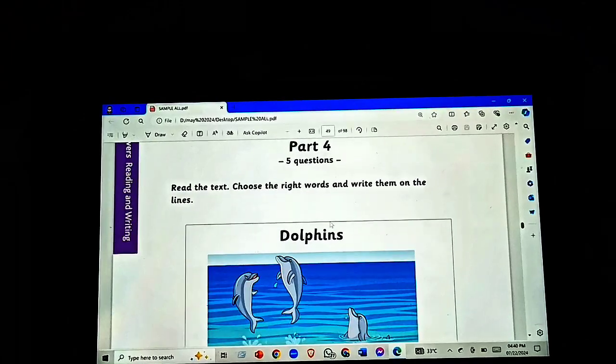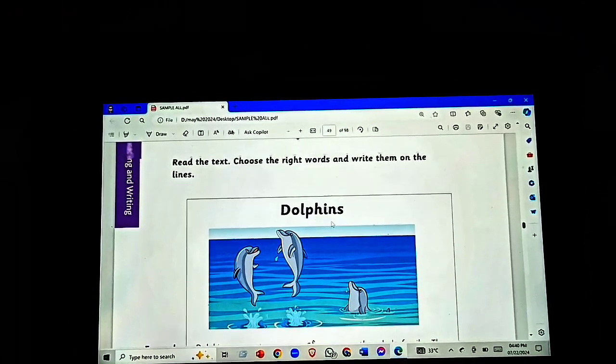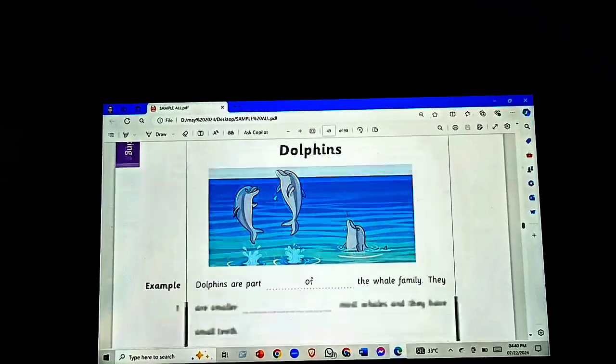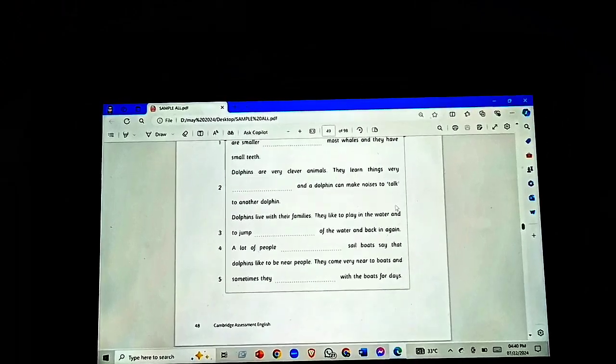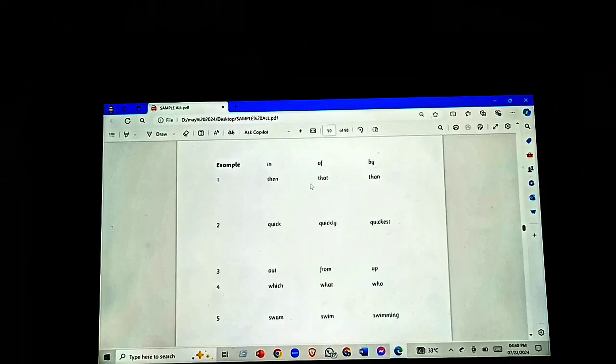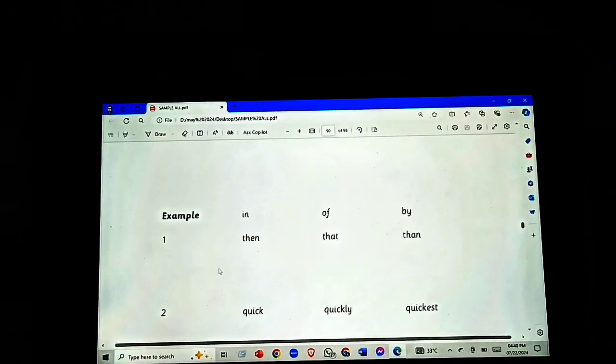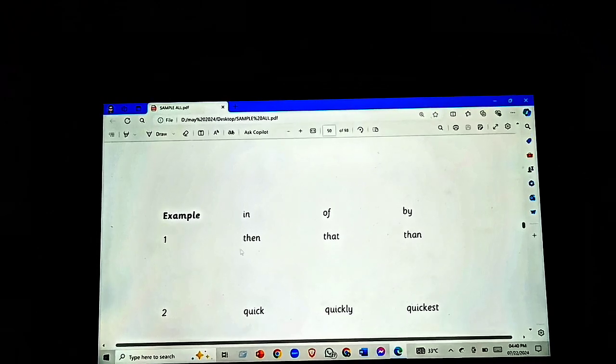Now we are heading towards part 4, and this part has 5 questions. Let us read the question. Read the text, choose the right words, and write them on the line. You can see there are 5 questions, each and every question having one gap, and you have to fill the gaps, and you will see there will be 3 options. So the drill is simple. Each and every question you will have 3 options, and you have to choose the correct option from these 3.